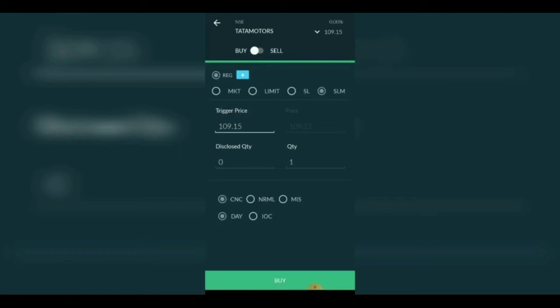If we go further below, you would see CNC, NRML and MIS. You need to select CNC for delivery trades, that is the normal trade where you buy and hold the stocks. With the MIS option, you could avail the margin, that is, if you have 10,000 rupees you will be allowed to buy for 70,000 rupees. But the margin varies stock by stock, and if you buy through margin, you should close the trade before 3:20 PM of the day.